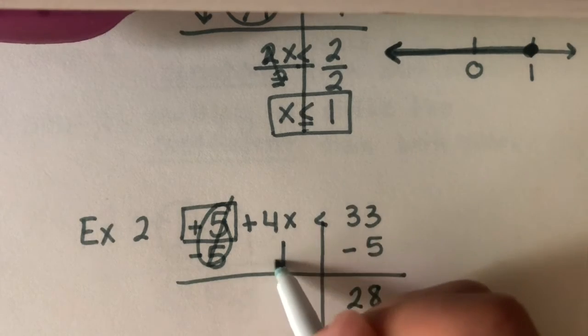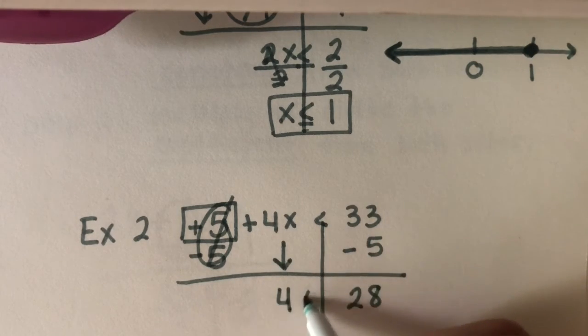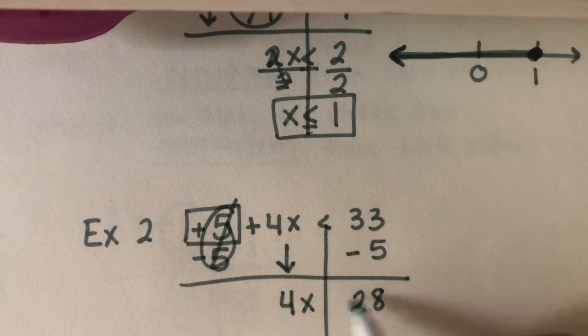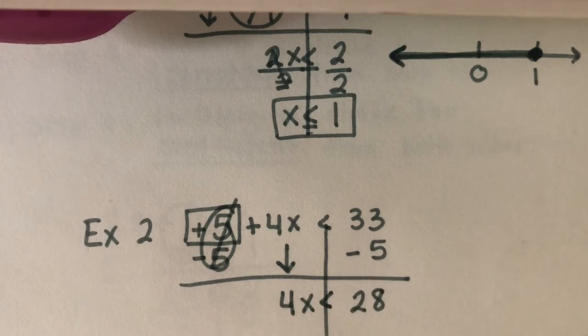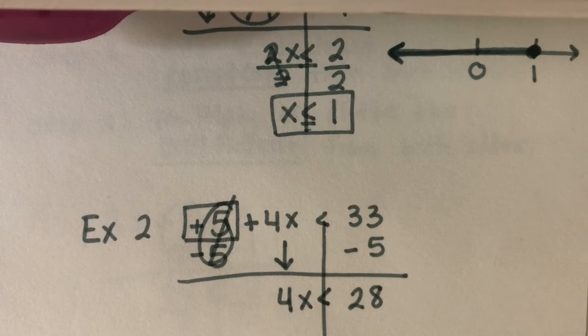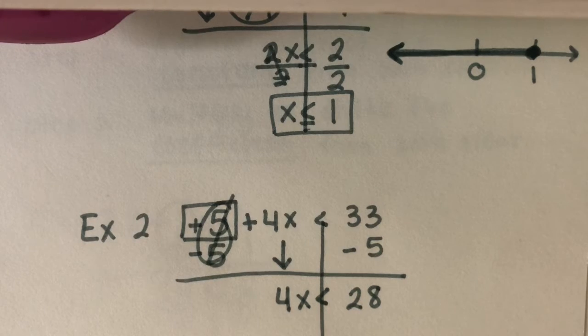Okay, now I bring down what's left over, which in this case I have a 4x on my left side and then a 28 right there, and my less than symbol is in the middle. Okay, so go ahead and take a minute and think about what your second step would be.